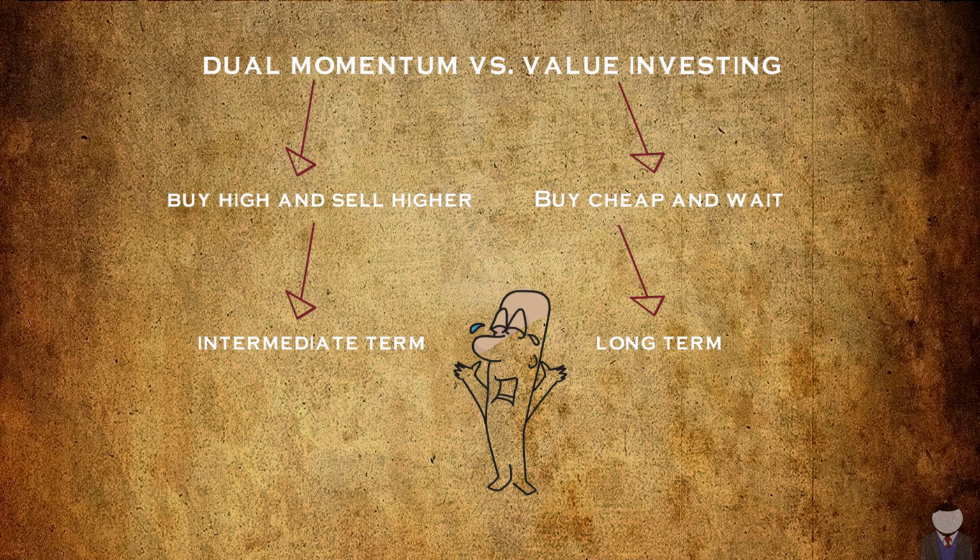Momentum is hungry for performance, taking advantage of performance chasers who are making emotional decisions. This is why it uses a rule-based approach to avoid those emotions. In my opinion, both value investing and momentum investing can be used together, but this is for another video.